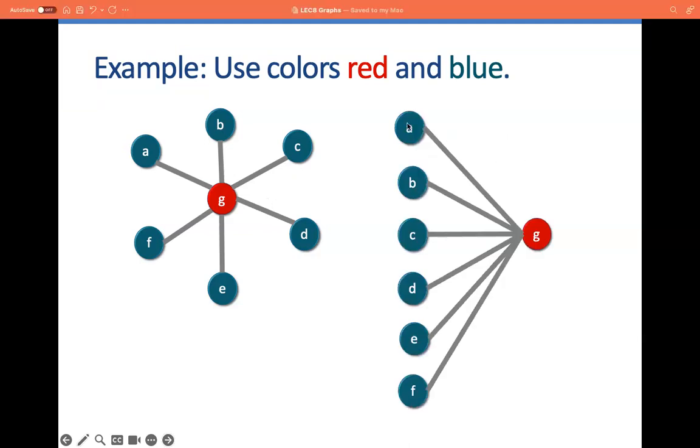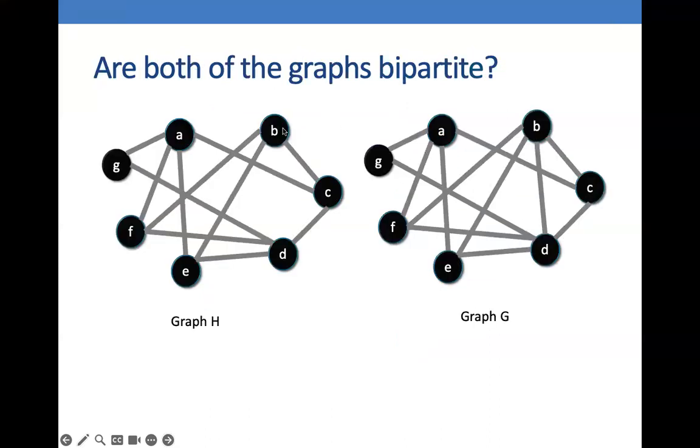Okay, and we can also restructure our graph into this form. So we separate all the blue and the red on the left and the right side, and we retain the connections. Okay. Now, let's have more complicated examples. So this is from the Rosen textbook. You can check it out. So we have a graph H as well as a graph G. Which ones of these graphs are bipartite? Are both of them bipartite or not?